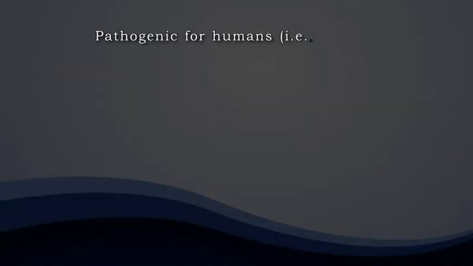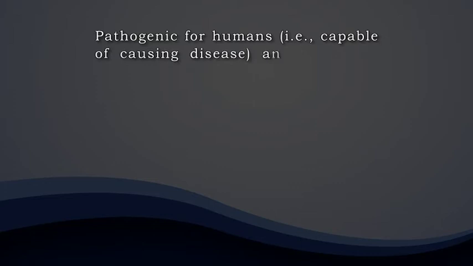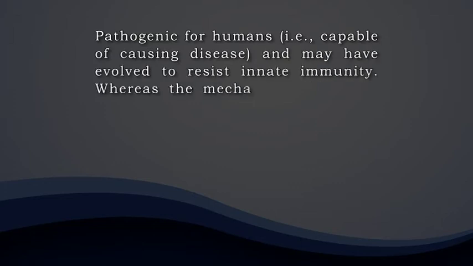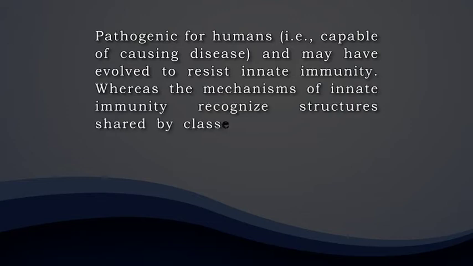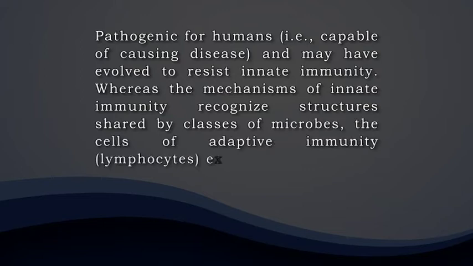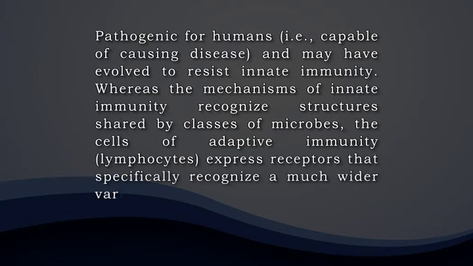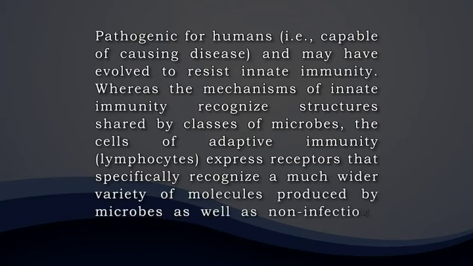Adaptive immune responses are especially important for defense against infectious microbes that are pathogenic for humans, that is, capable of causing disease, and may have evolved to resist innate immunity, whereas the mechanisms of innate immunity recognize structures shared by classes of microbes. The cells of adaptive immunity, that is lymphocytes, express receptors that specifically recognize a much wider variety of molecules produced by microbes as well as non-infectious substances.